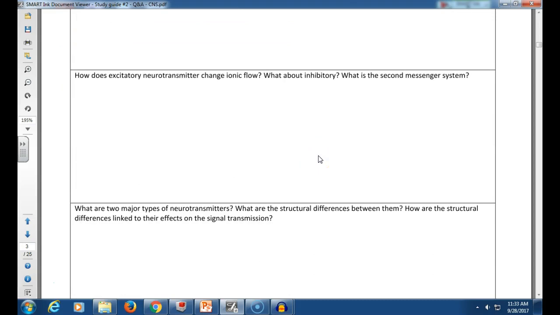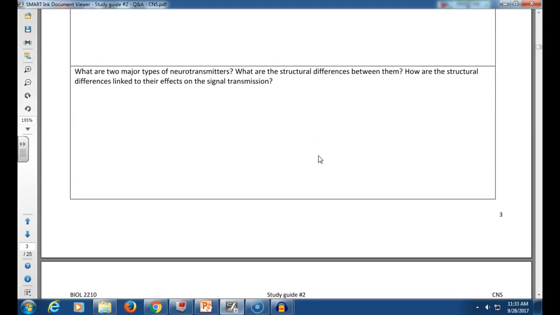What is excitation, what's inhibition? Like excitatory neurotransmitter, sodium in. Inhibitory neurotransmitter, chloride in or potassium out. Does that make sense? Second messenger, G protein activates intracellular signaling pathways. G protein that's inside of the cell. Okay?